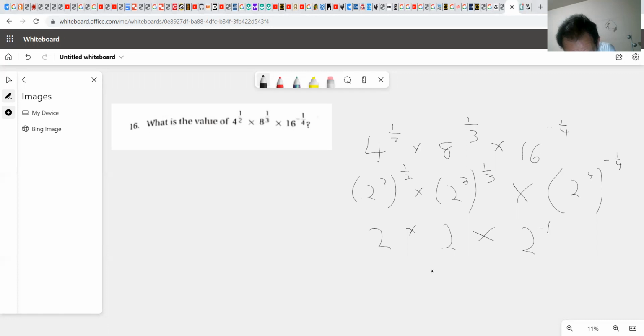So really what this changes into is you have 2 times 2, and then this 2 to the -1 puts the base into the denominator. So the 2 goes down into the denominator. Then you have a 2 and a 2, and they will cancel out, and you're just left with 2. So the answer to this is 2, and we're done with this problem.